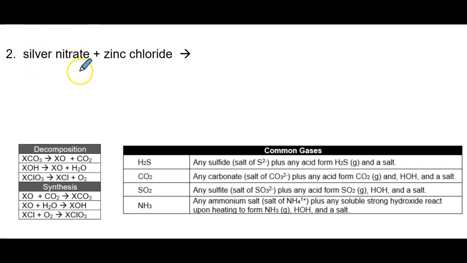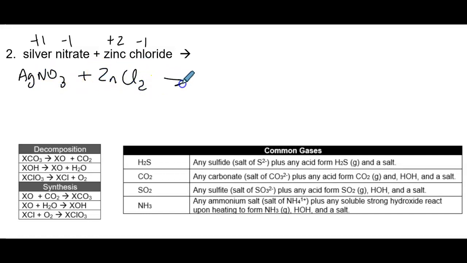Okay, we got silver nitrate and zinc chloride. So we're going to start by coming up with the formulas. This is a +1, this is a -1. If you don't know how to find these, or if this is still a struggle, as I said before, please reach out. So Ag goes with NO3, if I crisscross reduced, and zinc is like that.